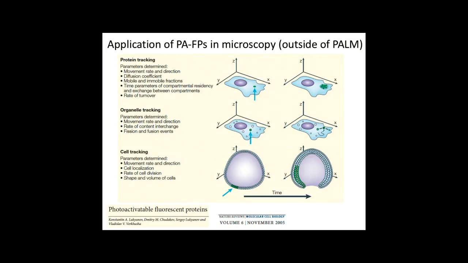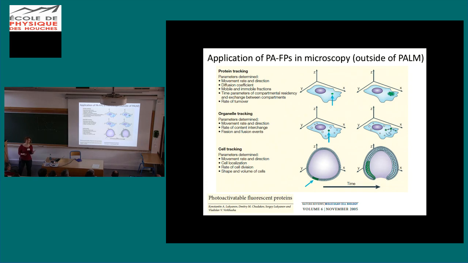How do we use these outside of PALM? So we've heard a lot of examples of how we use photoactivation for PALM microscopy, but actually these were really useful as biological tools even before the advent of PALM. So they can be used for protein tracking. For example, measuring the rate, direction, diffusion constant, the mobile and immobile fractions, rate of turnover. So the idea is you can just illuminate a certain spot and then track those proteins over time.